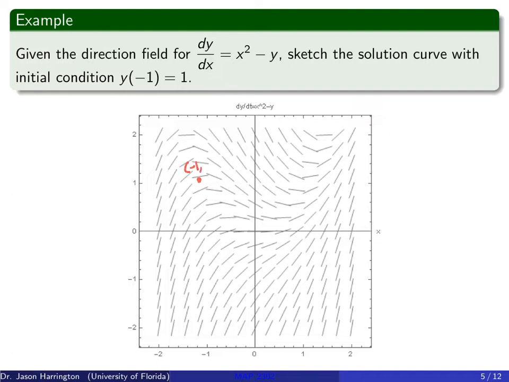So that's -1, 1. And what I want to do is follow the curve. And remember, the curve is going to be tangential to each one of these line segments. So I want to follow this line. I'm going to follow the lines. Remember, it's tangential to each line that we have in here.